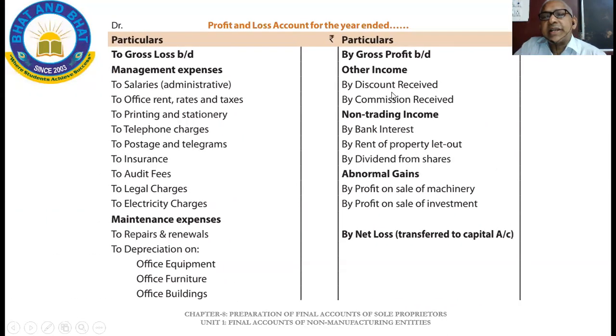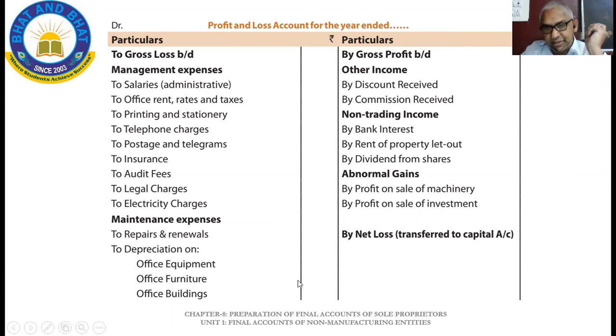And on the credit side, discount received, commission received, etc., known as other income. Then non-trading, like bank interest received. If investments are made, then interest will come, no? Or if investment made in shares, dividend will come. That will be non-trading income. Then any abnormal gains, an old machinery is sold and realized value is more than the book value. That is an example. Or investment made, say, around 3 years back, sold now, realized more than the invested value. Those are all gains. Abnormal because it is not regular gains, hence it is abnormal case.